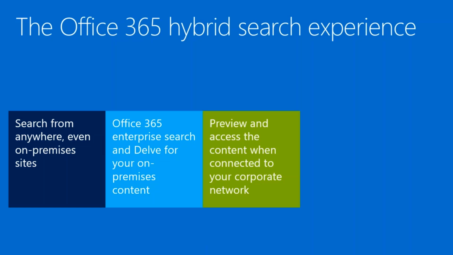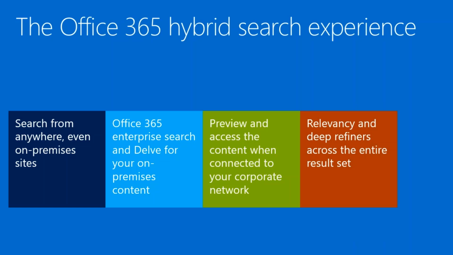Also being able to preview and access the content whenever you're connected to the corporate network. So the idea here is if I'm in Office 365 and I find a document that's hosted in my corporate network, I can hover over that result and use my on-premises Office Web Application Server or Office Online Server to show that preview.